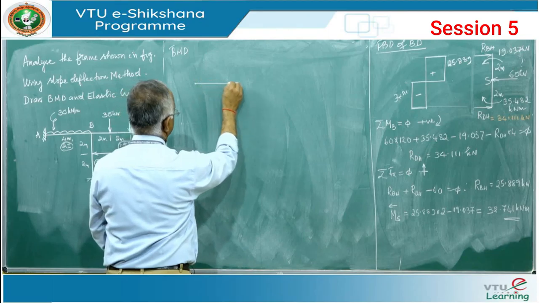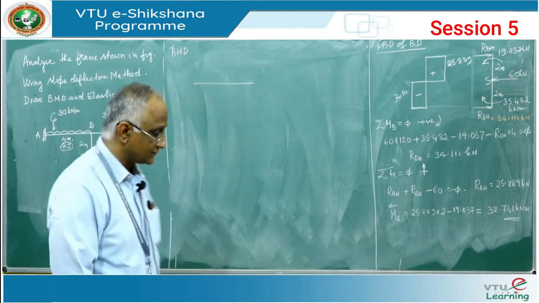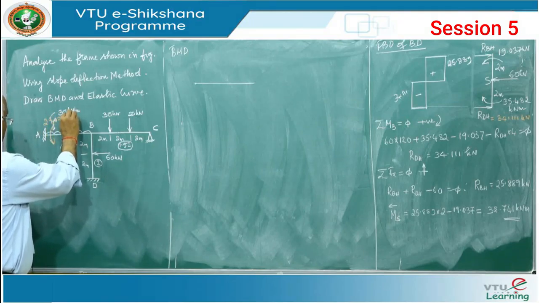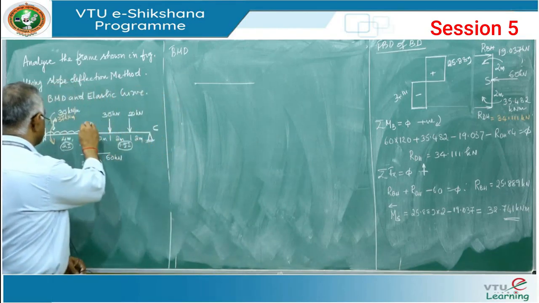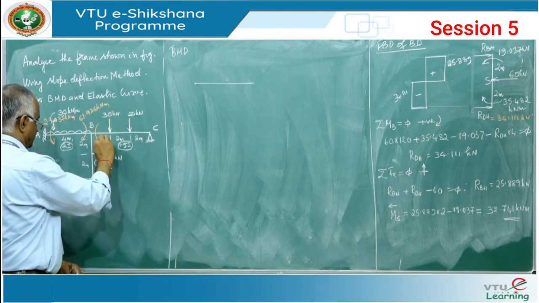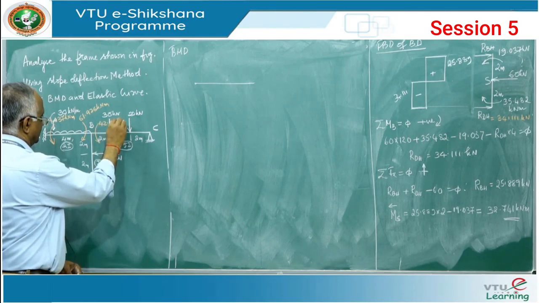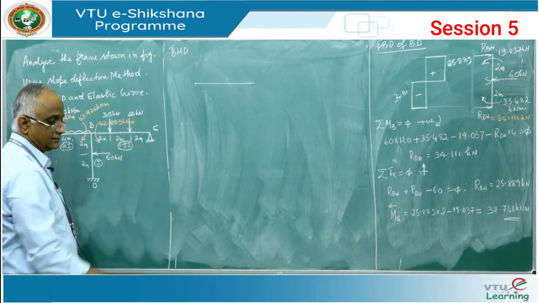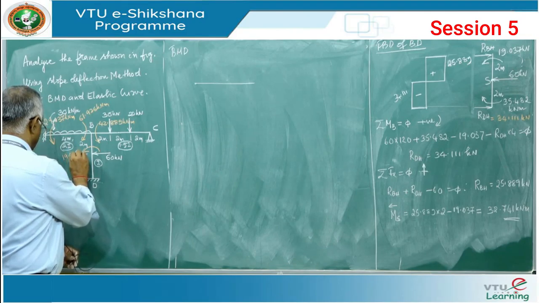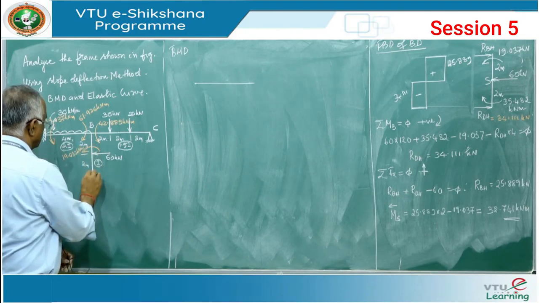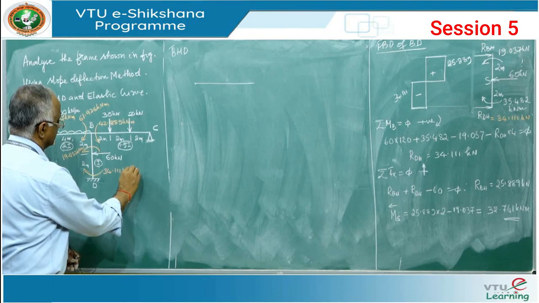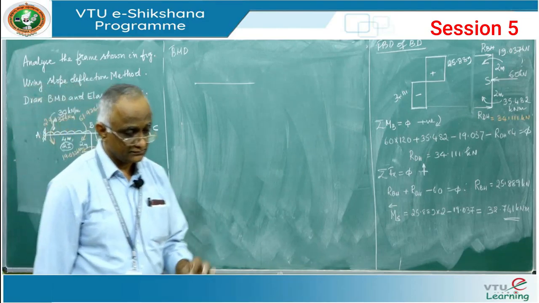Let me take AB. Transfer these moments onto the frame so that it will be clear. You have 29.037 kilonewton meter, 61.926 clockwise. Anti-clockwise 42.889 and anti-clockwise 19.037. And clockwise 34.111, and of course at C it is equal to 0.